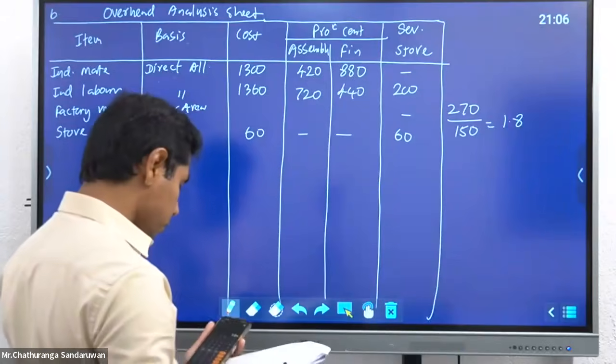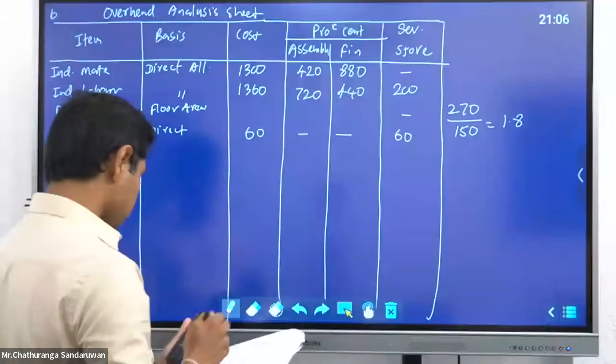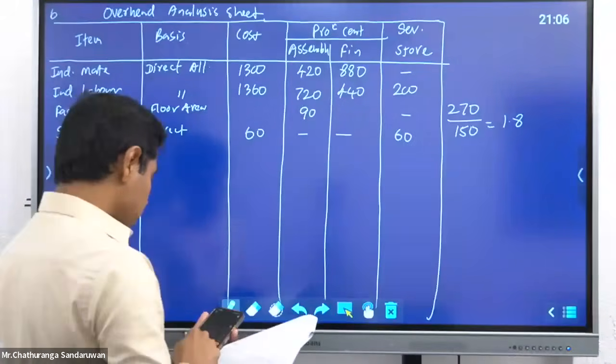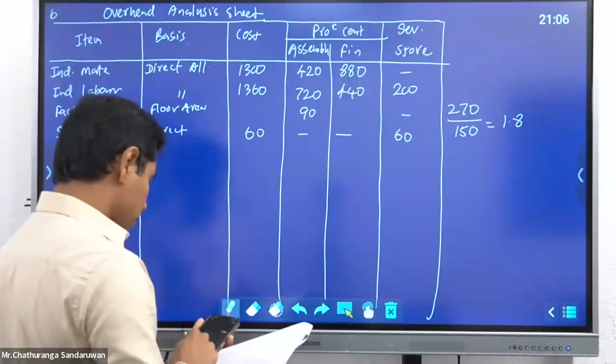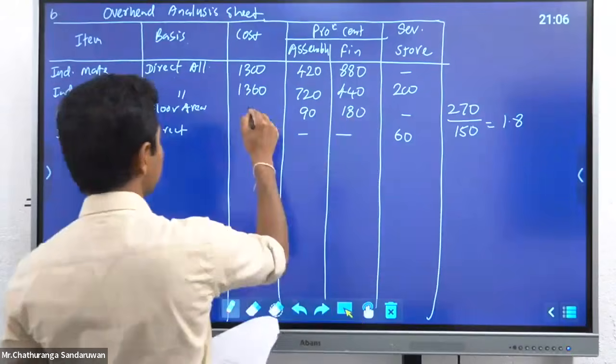That into square meters of assembly department, 50, then it is 90, and then 1.8 into 100, 180, right? So altogether 270.